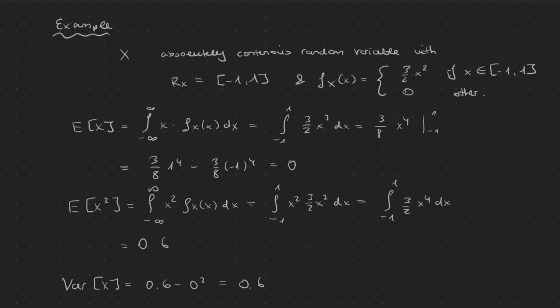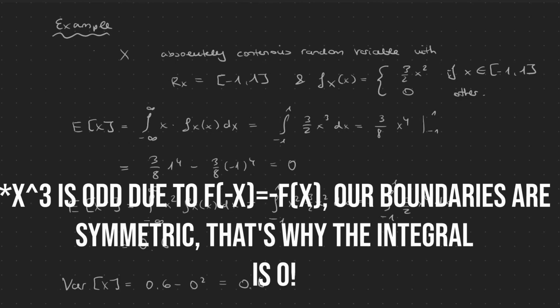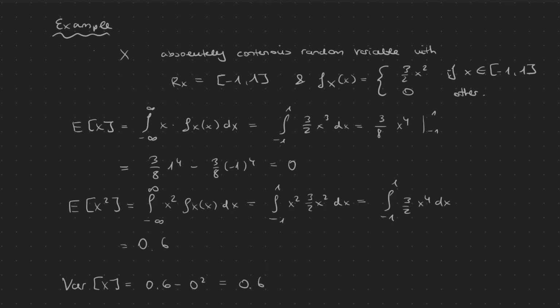We can directly insert the probability density function. We then just have to solve the integral and will obtain the value 0, since our integral boundaries are symmetric and our function is odd. We then have to compute the expected value of x squared. The computation is very similar and leads to a value of 0.6. The variance is then 0.6 minus 0 squared, which is of course 0.6.